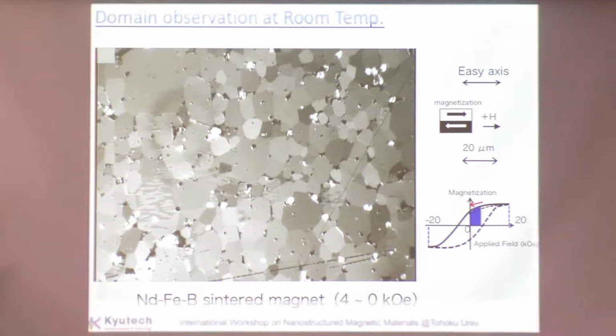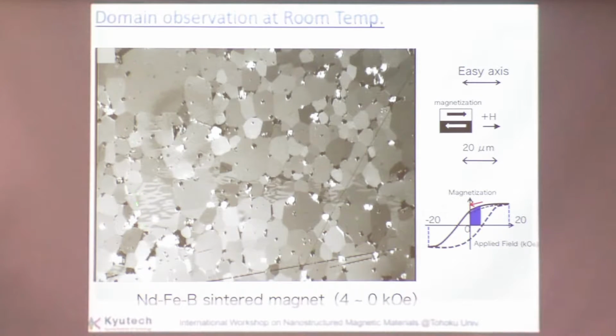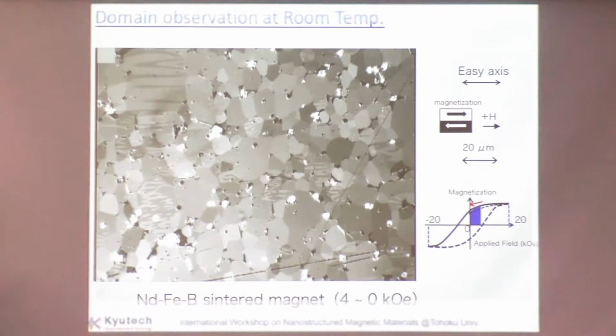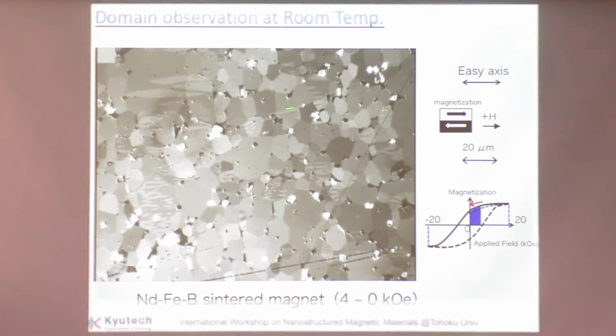That data shows magnetization reversal occurred. The reversal domain nucleates around the grain boundary, and magnetization reversal propagated to neighboring grains beyond the grain boundaries. And you can see a large change of the domain contrast around this area.